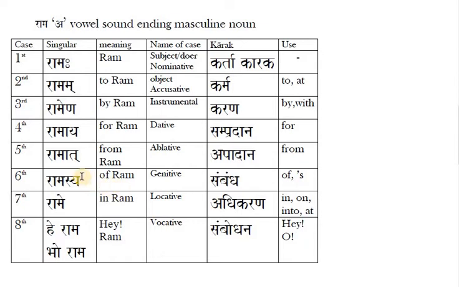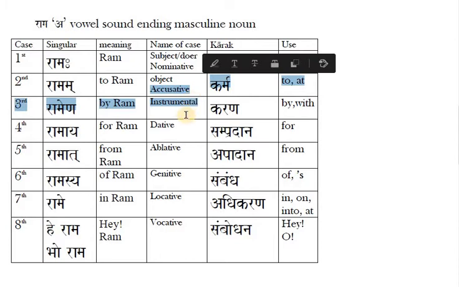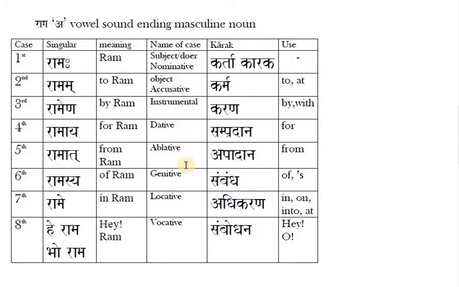from Ram, Ramat; of Ram, Ramasya; in Ram, Rame; and Hey Ram, Hey Rama or Bho Rama, right? So we have different modified words in Sanskrit for Rama, right? Students, you would be surprised by these names: nominative, accusative, instrumental, dative, ablative, genitive, locative, vocative. These are actually the names of the different cases.